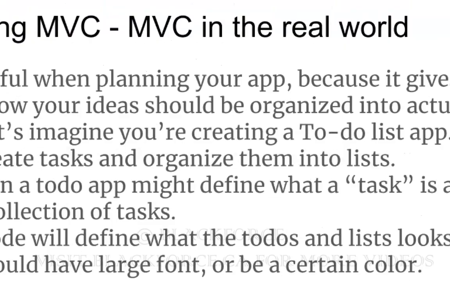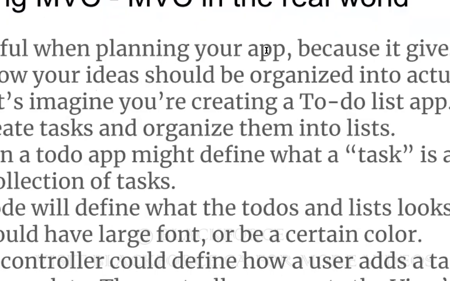So MVC is helpful when planning your app. Okay, so let's imagine you want to create a to-do list app, right? This will let users create tasks and organize them into lists, right? So the model in a to-do app might define what a task is and what a list is, and that a list is a collection of tasks, right?